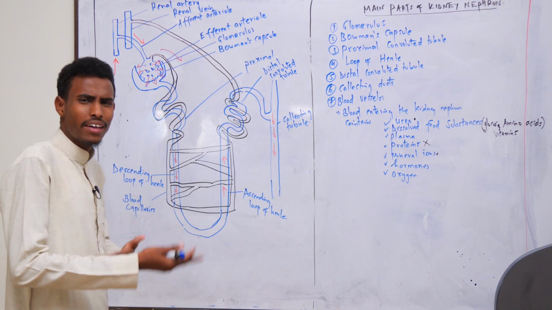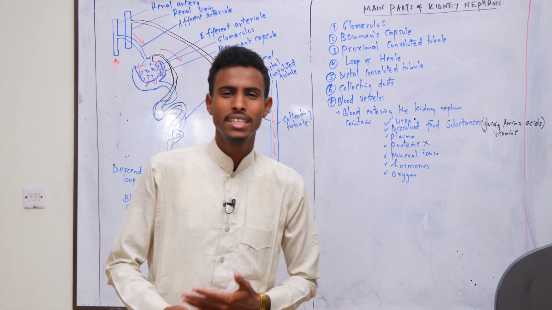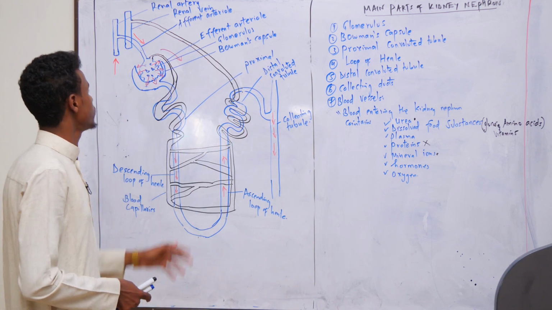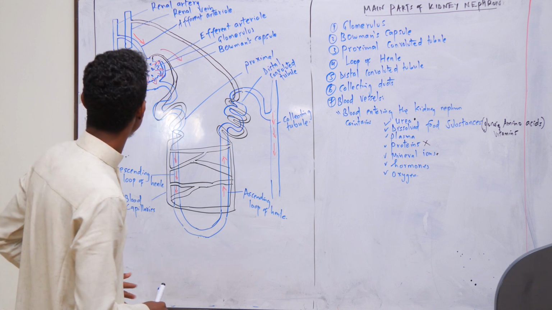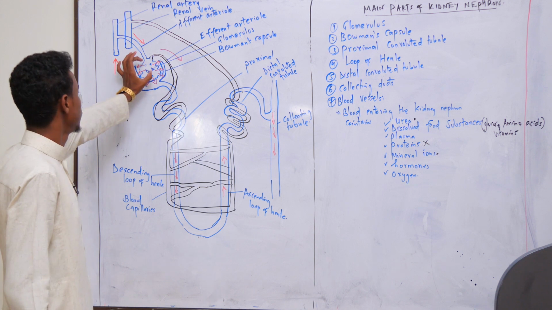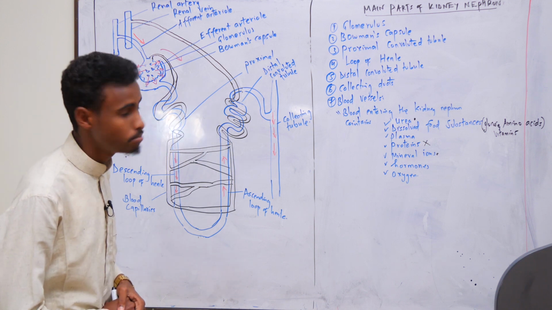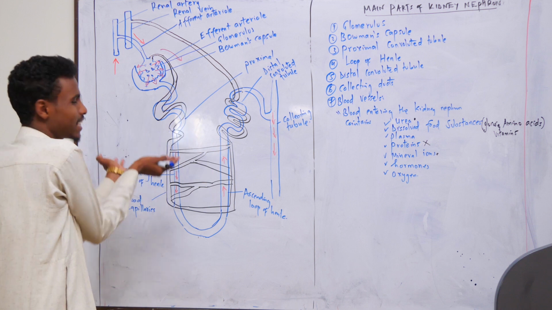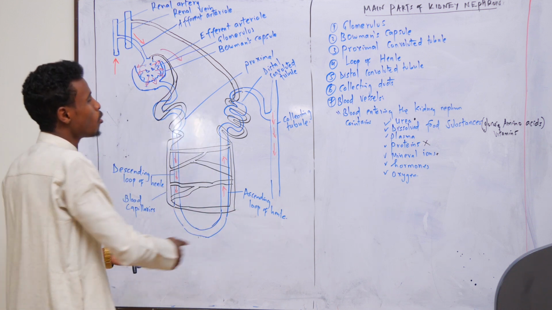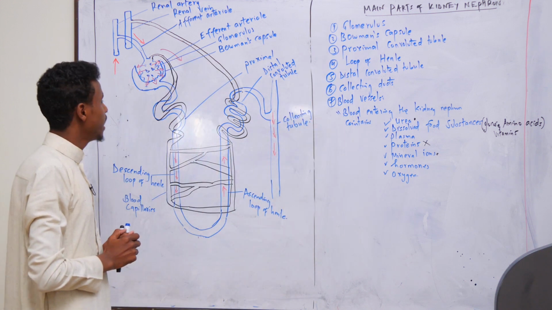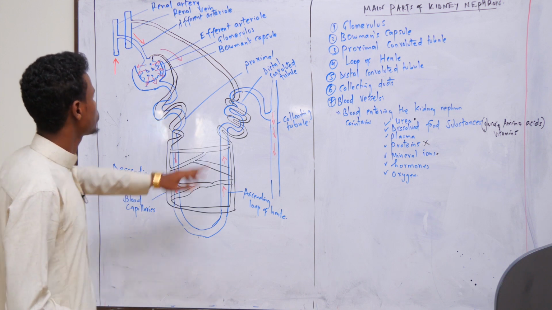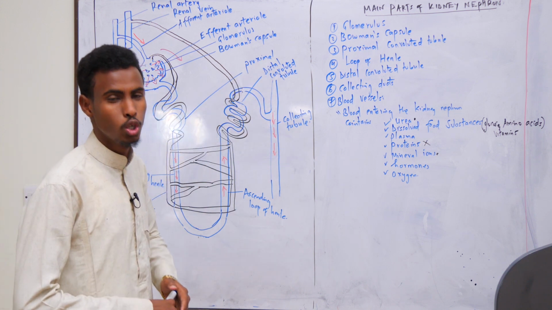Now, what are the components of a kidney nephron? Basically, as you can see here, these are just the blood vessels that supply. The main components of a kidney nephron start with the first one, the glomerulus. The glomerulus is enclosed by a cup-shaped structure known as the Bowman's capsule. Again, you can see a coiled tubule here. It is known as the proximal convoluted tubule.